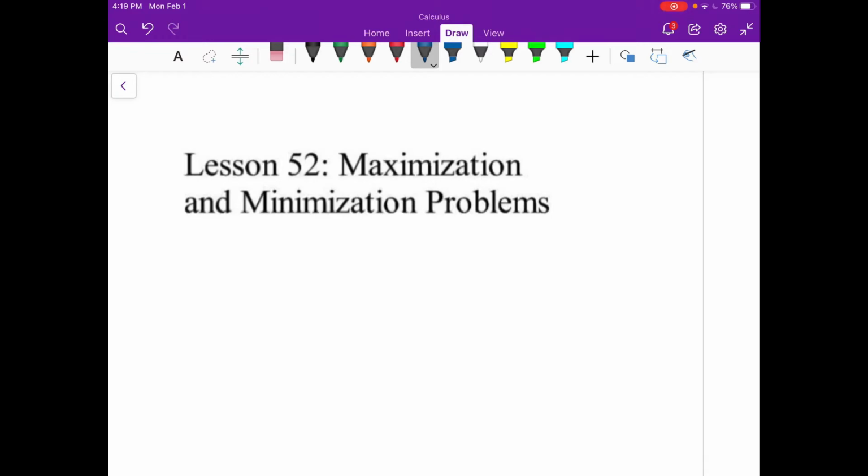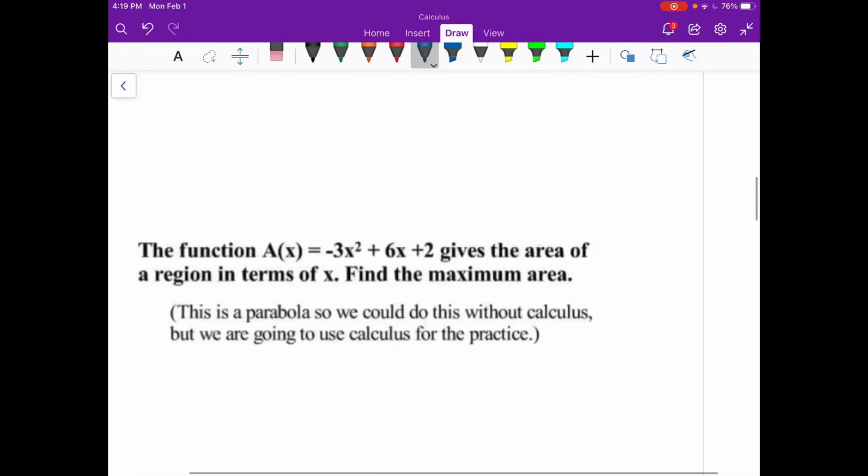And we remember that maximums and minimums occur at critical numbers. We'll find the first derivative to find the critical numbers, and then we'll use the second derivative to find maximums and minimums. So let's go ahead and jump in. Here's an example for us.